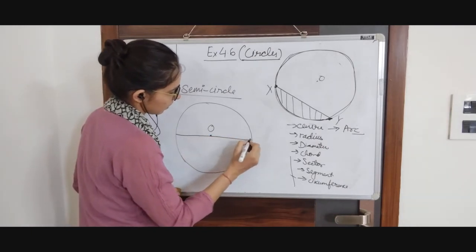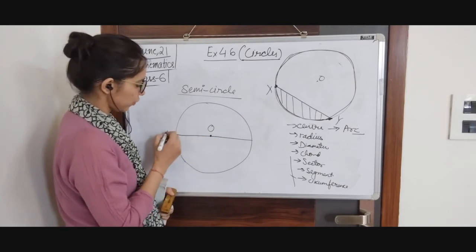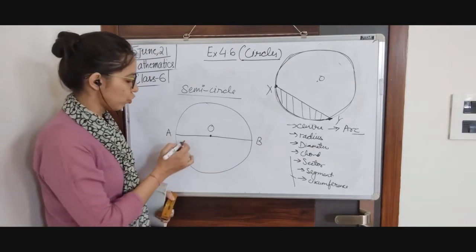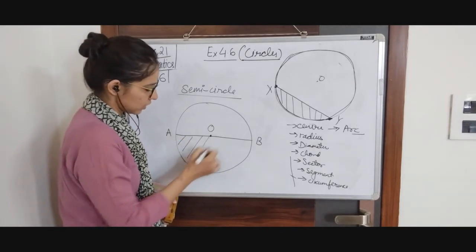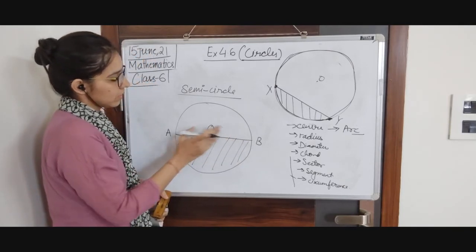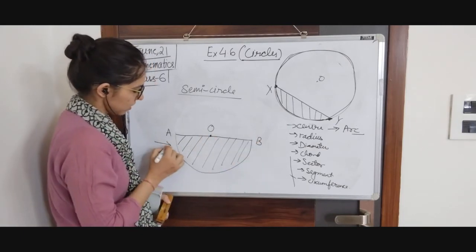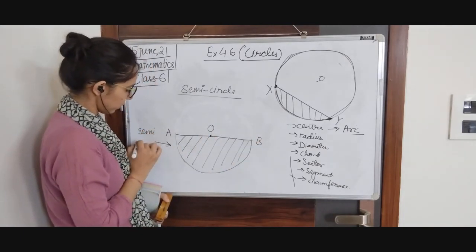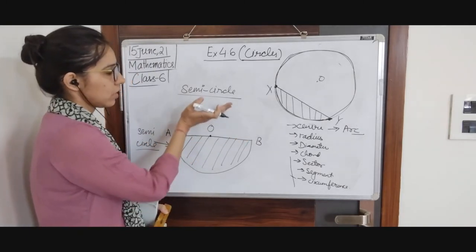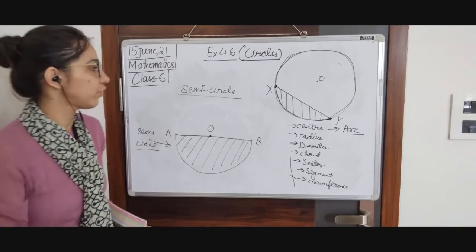This is a diameter. Any diameter that you draw, diameter AB, divides the circle into two parts: this shaded one and the non-shaded part. I am going to remove this part. This is known as a semicircle, which is half of the circle. Similarly, the upper part that we removed was also an example of a semicircle.